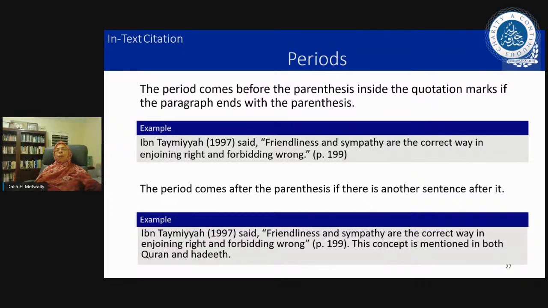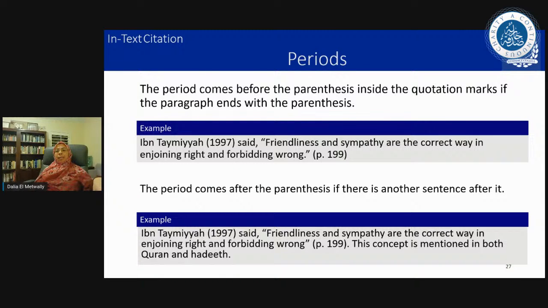Periods. So when do we use a period inside a quotation mark? And when do we put the period outside the parentheses? So when does it come here and when does it come there? The rule of thumb is that if this is the last sentence in a paragraph, and you're going to be starting a new paragraph or ending your paper, you put the period inside the quotation marks. And then you put the parentheses after it, and there is no second period after it, as you can see.